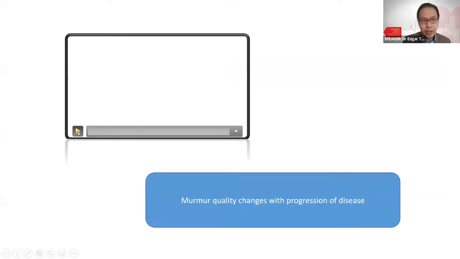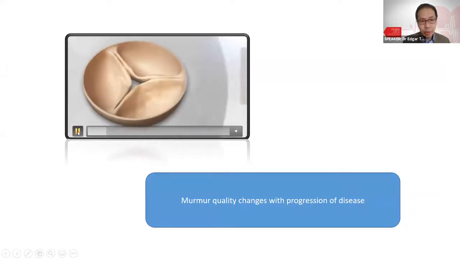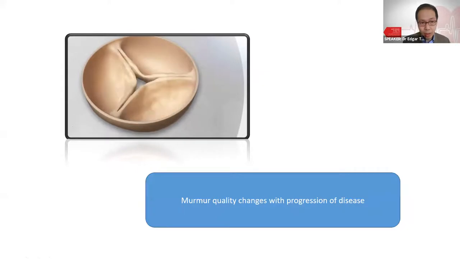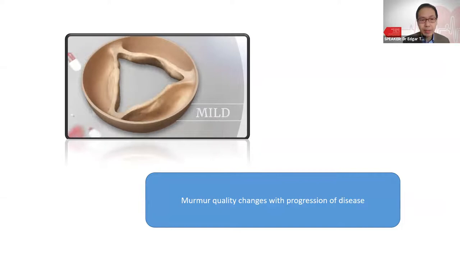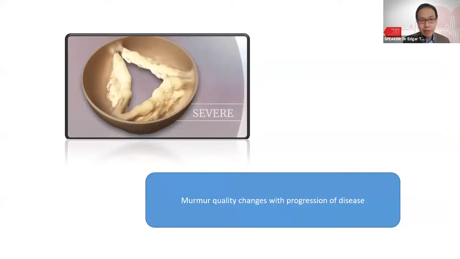So remember, this is what aortic stenosis looks like. In a mild situation, it's still pliable and it opens quite well, so you might hear a very soft systolic murmur. But as it becomes more calcified and ragged, a lot of force is required to open this valve, and therefore it generates a much louder and more prominent murmur.